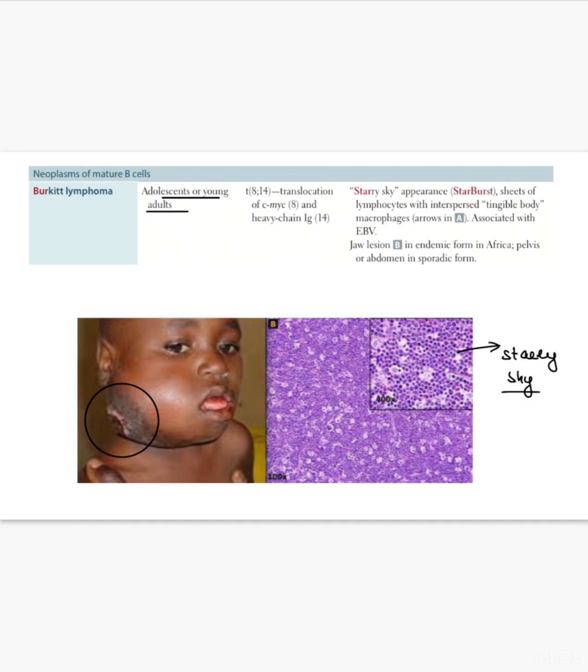There is a translocation t(8;14) in Burkitt lymphoma, guys. You can remember like this: B looks like 8. So translocation 8;14, and on chromosome 8 there is c-MYC, and on chromosome 14 you have the IgH heavy chain.